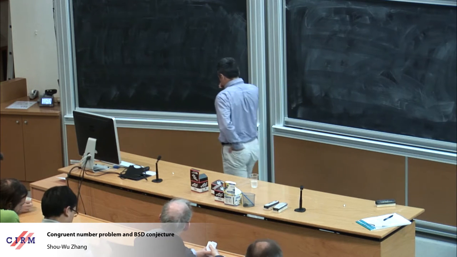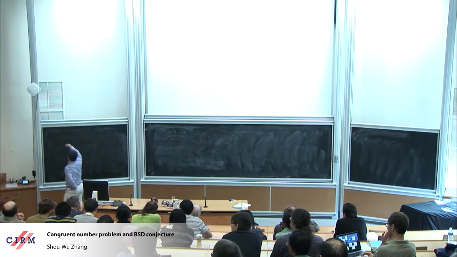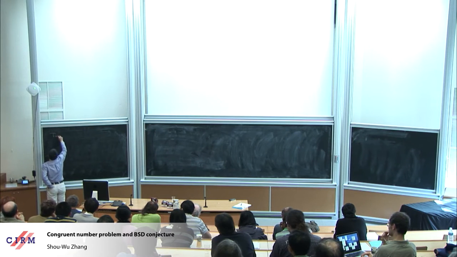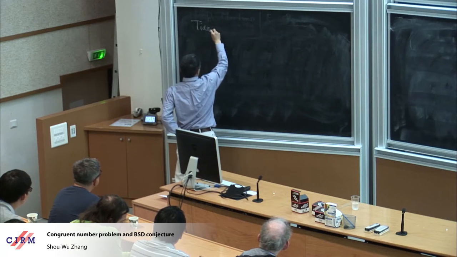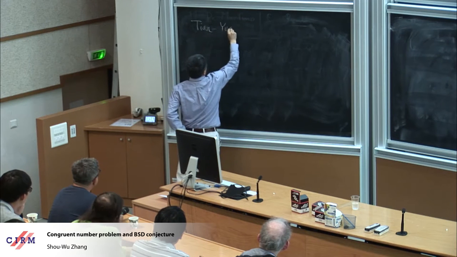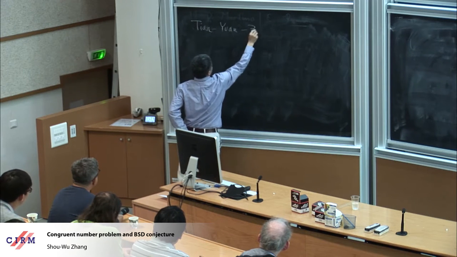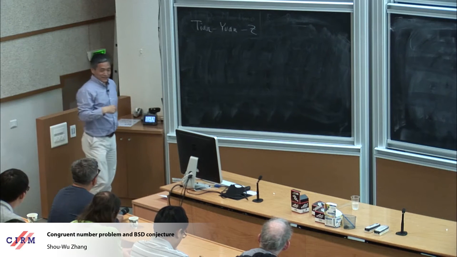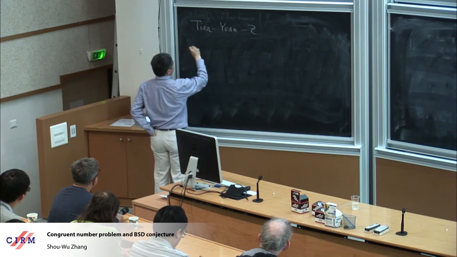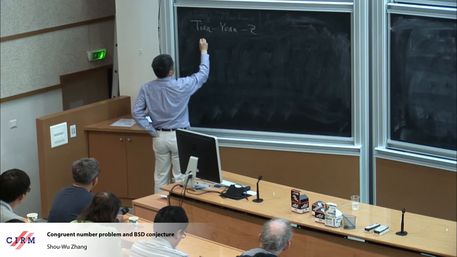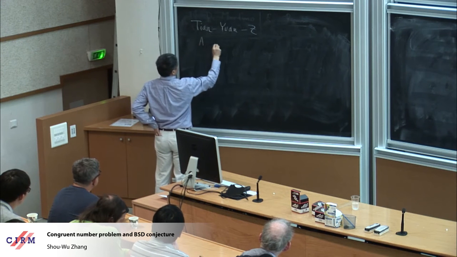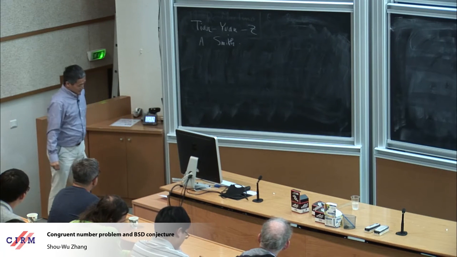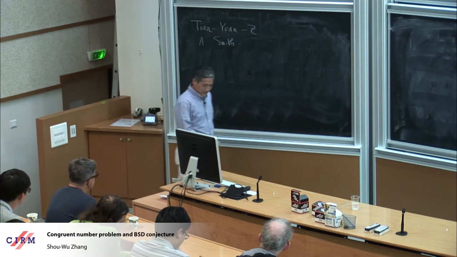What I'm going to talk about is the congruent number problem. I will talk about two papers. One is the paper between me and my former PhD student. Then we ended up with a problem we didn't know how to solve. Then I had an undergraduate student who helped me solve the problem. So that's a good purpose of having a student.